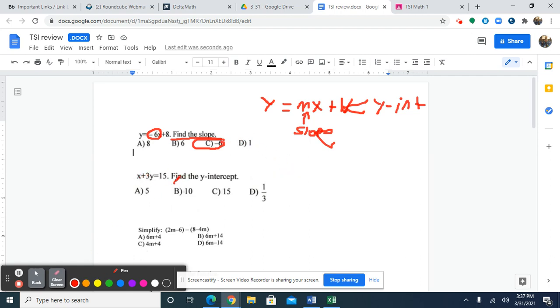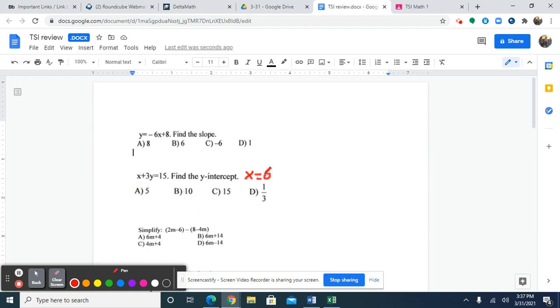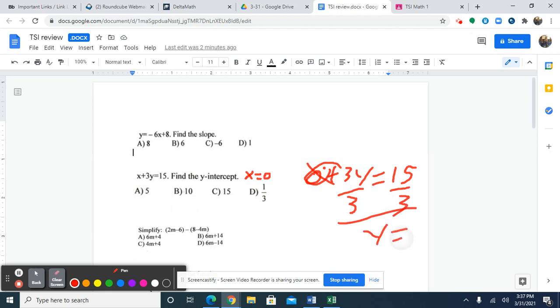Now, the second one is asking us to find the y-intercept, but it's not in the y equals mx plus b form. So what we can do is either solve for y, or set x equal to 0, because our y-intercept is where x is equal to 0. So we should know that. Now, if we replace x with 0, we can see that we have a 0 there and that goes away. So all we have to do is divide by 3 on both sides, and y will be equal to 5. So that's our y-intercept.